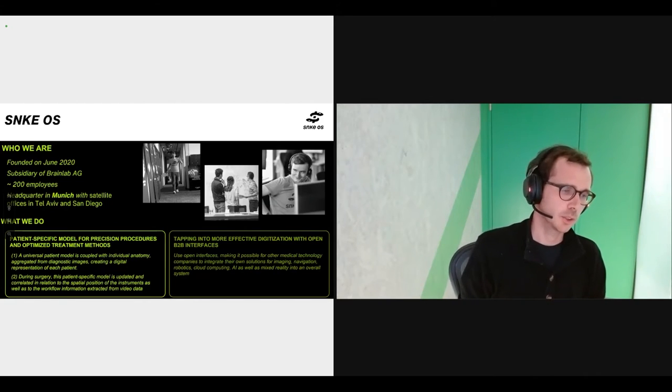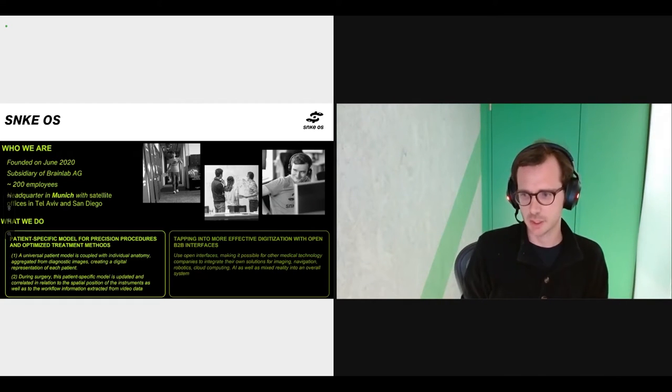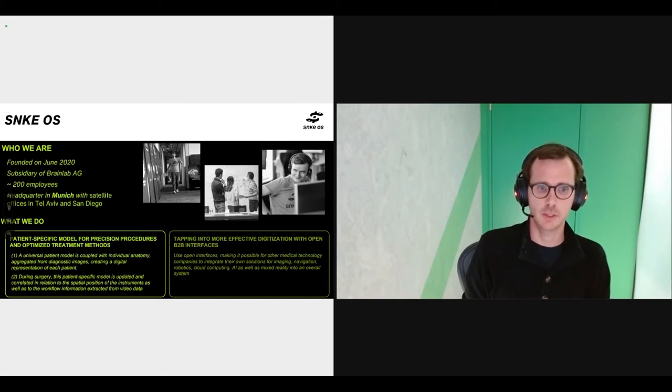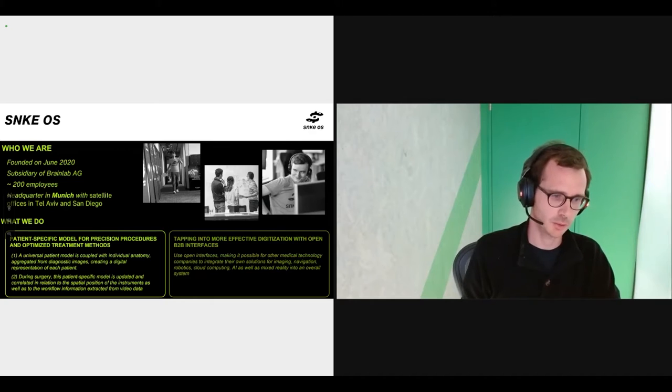And we are not only interested in creating this universal static patient model, but we're also interested in studying how this model evolves over time, so during surgery, for instance. We update this patient-specific model using, for instance, spatial position of the instruments, as well as some workflow information that we automatically extract from video data. So that's the first big focus of the company. The second focus is to create open interfaces so that we can interact with other businesses. So not to provide only closed algorithms, but also to provide open interfaces so that we can work with different startups.